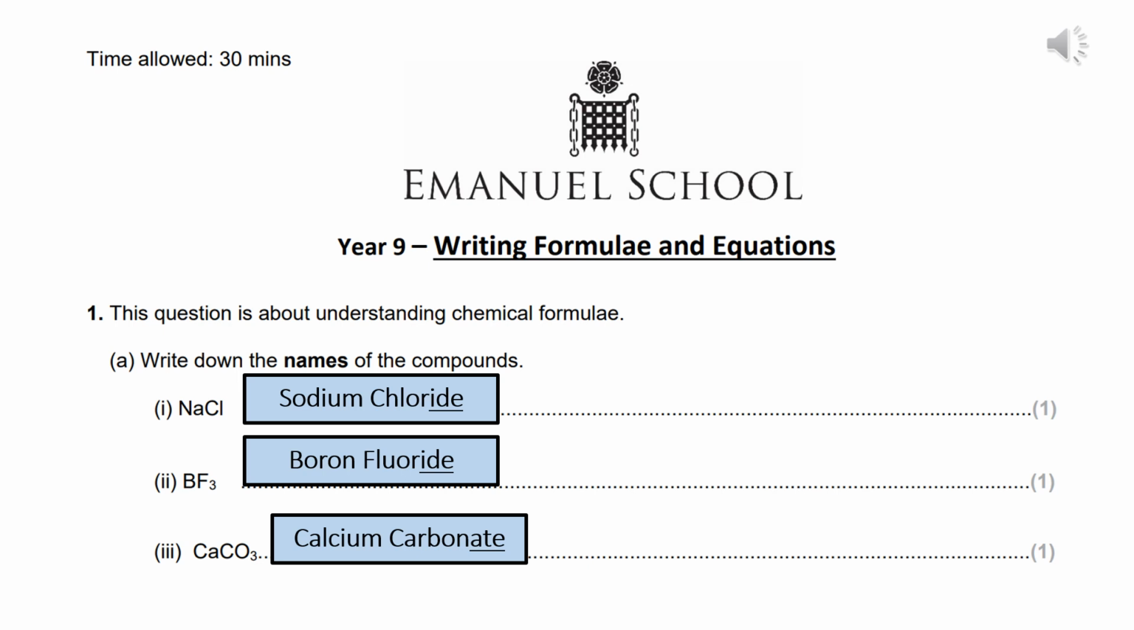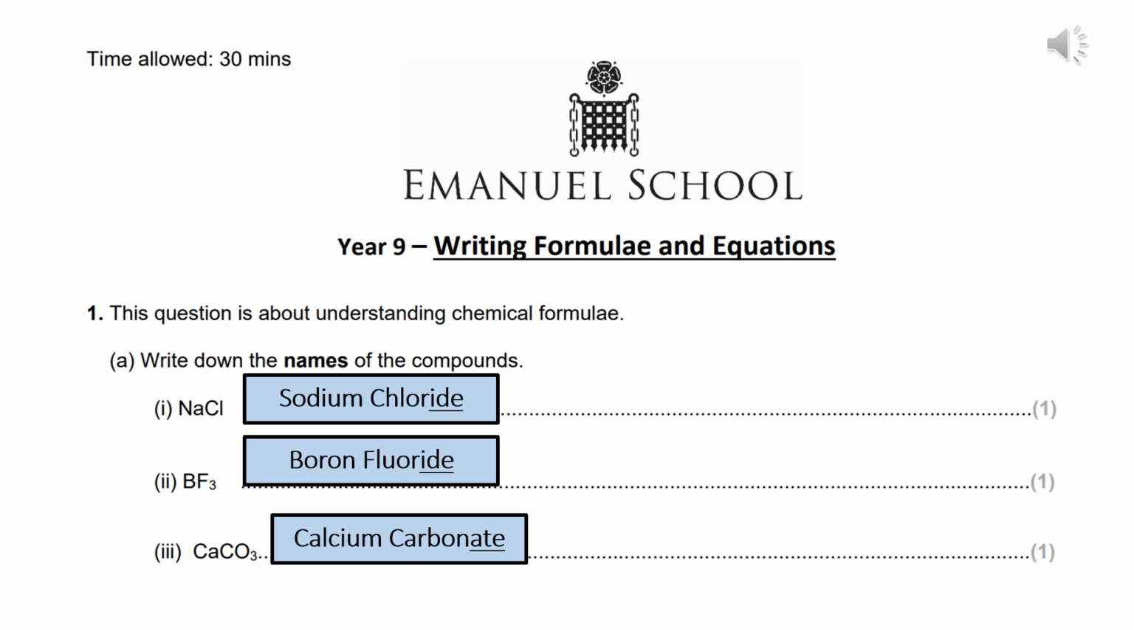So for question 1, we're talking about chemical formulae and you're writing the names of the chemical formulas down. For A I, you've got NaCl, that is sodium chloride. Now the "ide" is really important there, so make sure it doesn't say chlorate. And make sure you haven't missed the H in the chloride as well. There were common mistakes that came up.